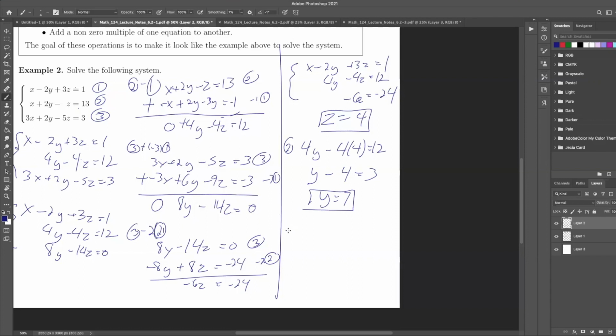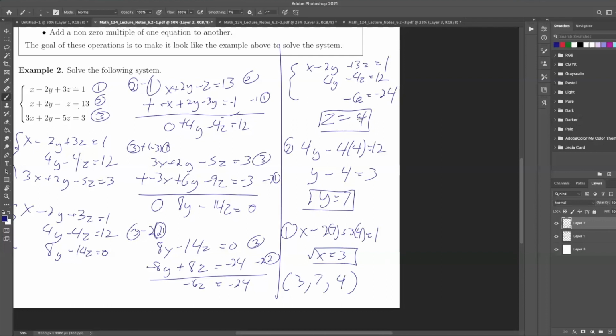And then I'm going to use equation 1 to figure out what x is. So I have x minus 2 times 7 plus 3 times 4 equals 1. And if I solve that through, I'll get x is equal to 3. And so here's my solution of 3, 7, and 4. Okay.